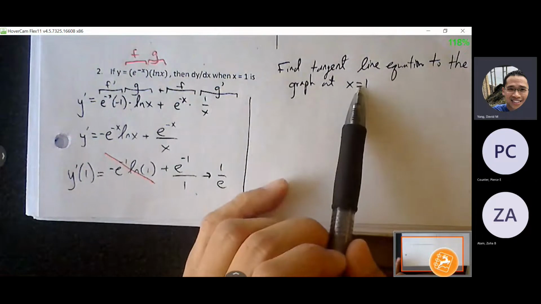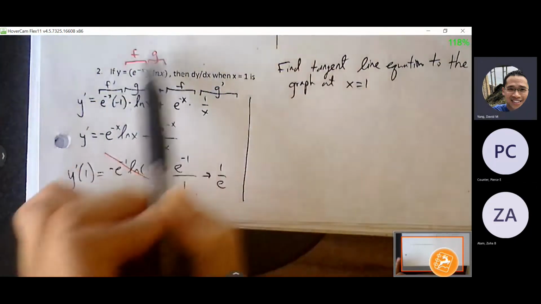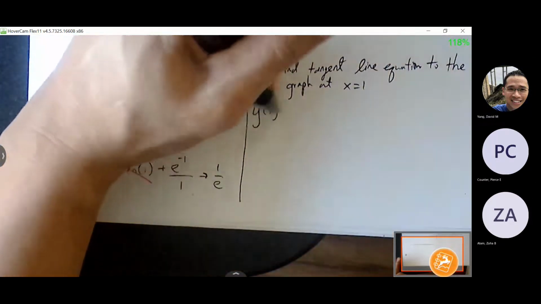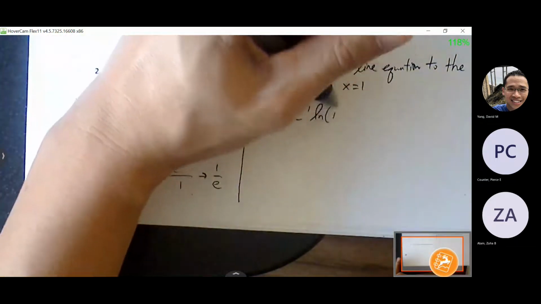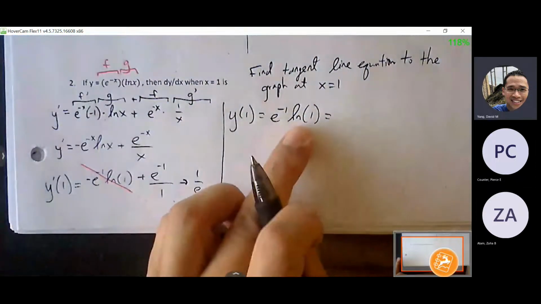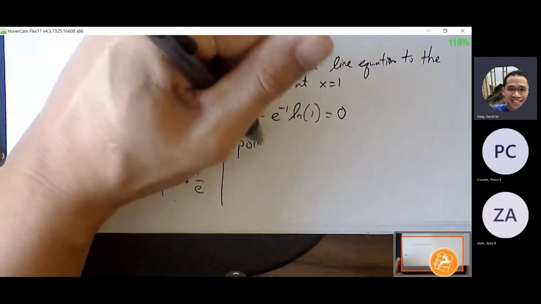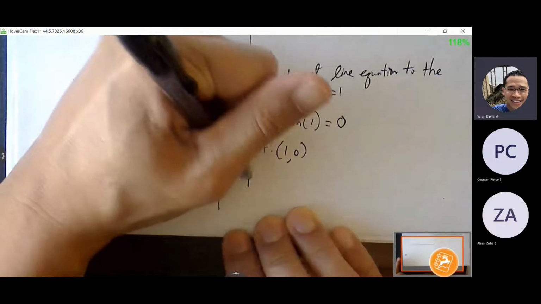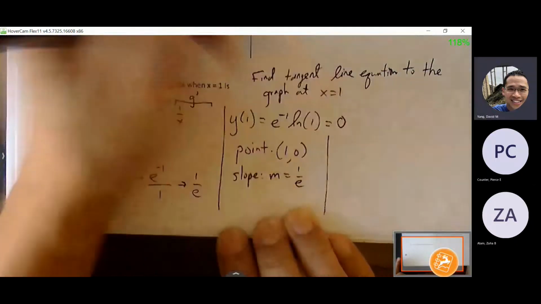My original function, my original ordered pair, can be found by evaluating the function at 1. Again, I have natural log of 1 showing up. That's just 0. Anything times 0 is 0. Okay, so I have everything that I need. Here's my ordered pair. Here's my slope. Point slope form.